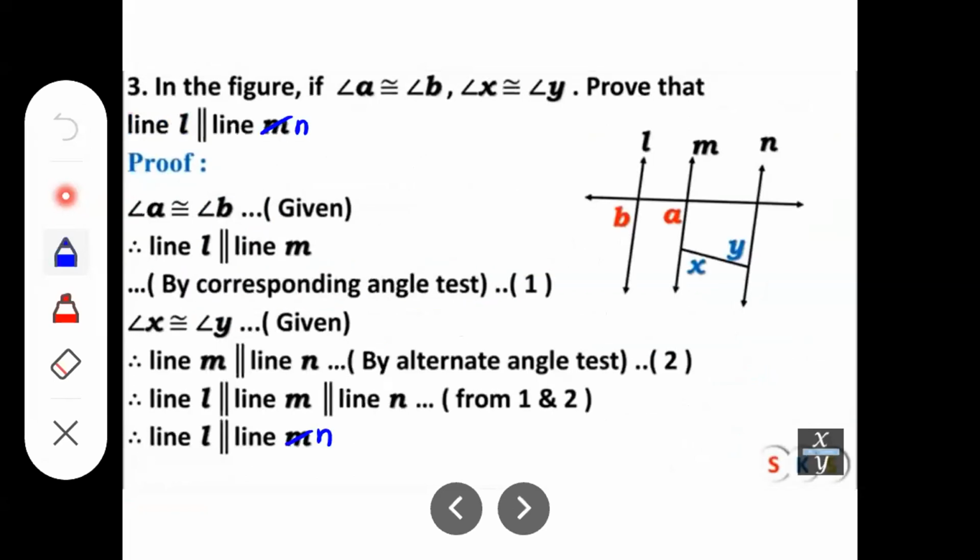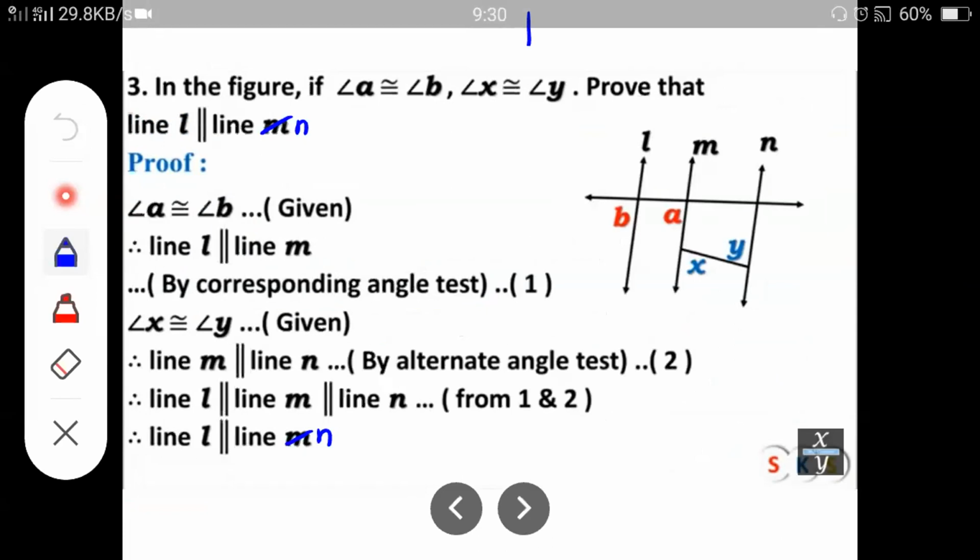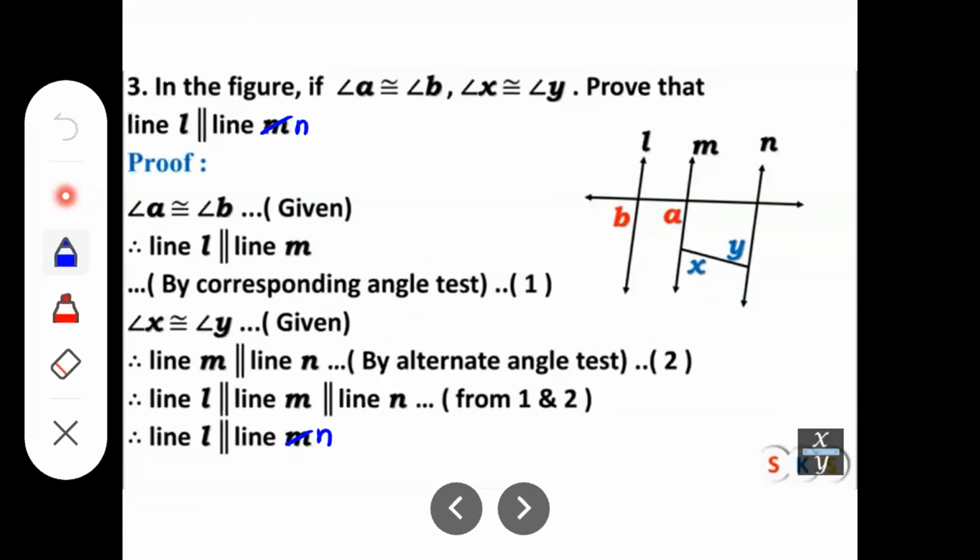Now let's see example number 3. Here is a correction in my slide; in your textbook, it is already mentioned line L parallel to line N. Here also there is a correction in my slide, so I have done that.